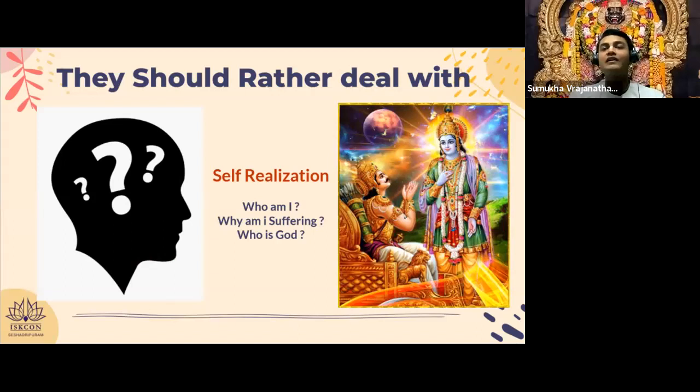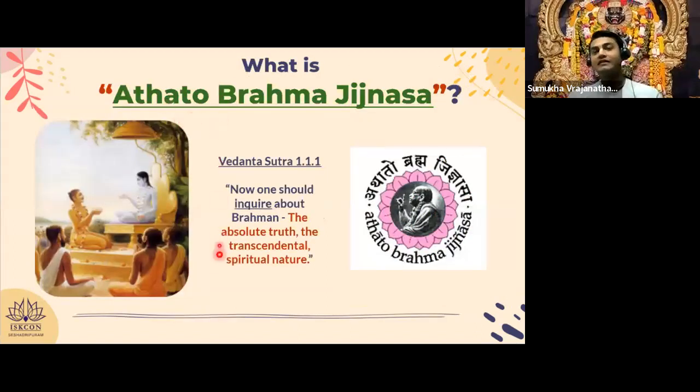So what Krishna is also saying, what is this athato brahma jigyasa? The Vedanta Sutra says now one should inquire about the Brahman, the absolute truth, the transcendental spirituality. Parikshit Maharaj asked Sukadev Goswami, what should I do? Only 7 days are left. Who am I? He asked. And Prabhupada says one should be inquiring.